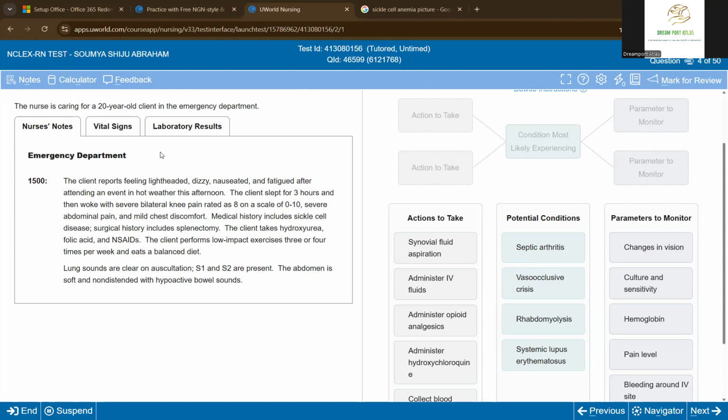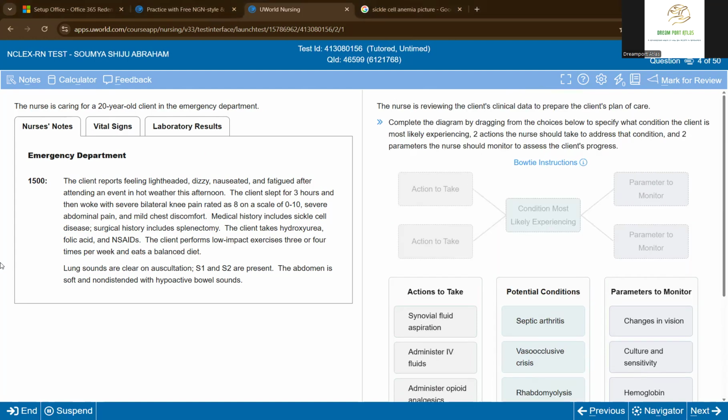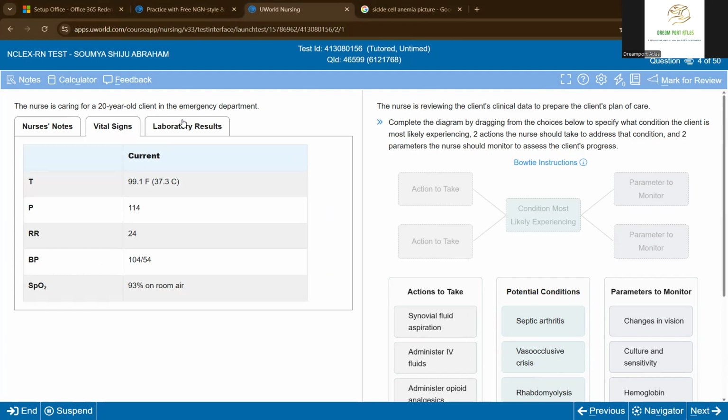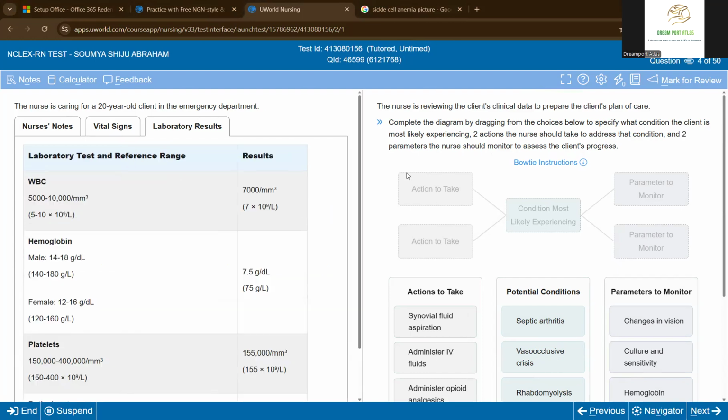Here we can see one case study. In the case study analysis, it is a bow tie type model question. Here we can see the question. Okay, so here it is the scenario. This is a case study analysis. Okay, this is the nurse's note, and this is the vital signs. This is the lab value, and this is the question.